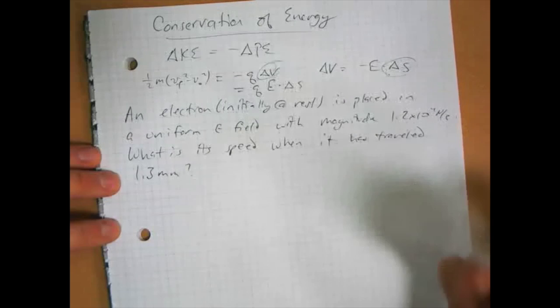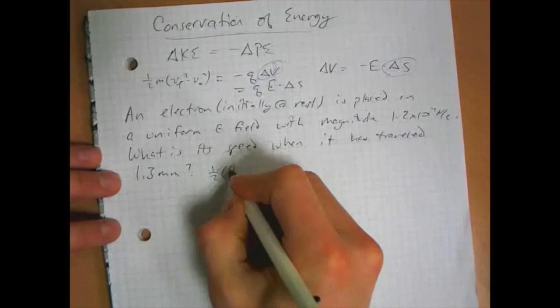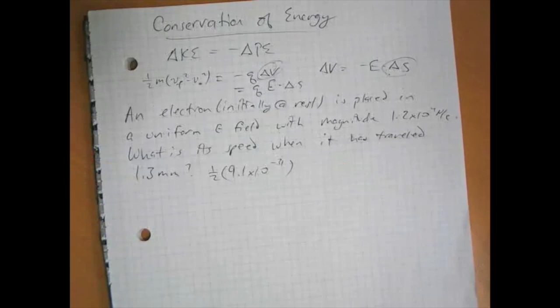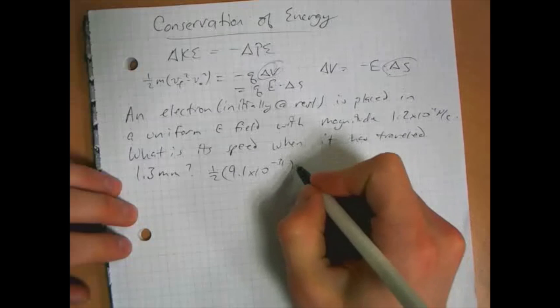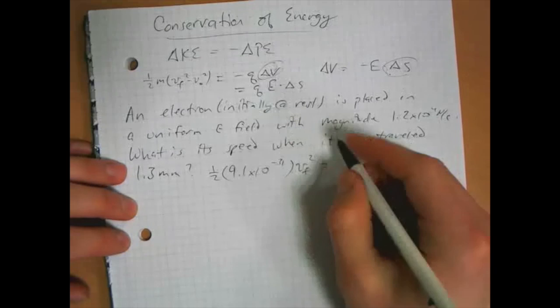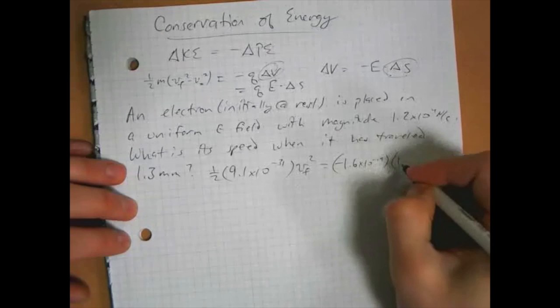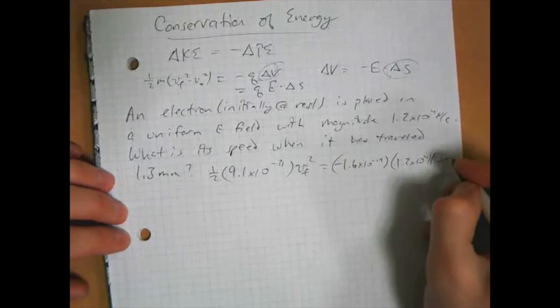All right, if we just start plugging values in, we have 1/2 times the mass of the electron, 9.1 times 10 to the minus 31st kilograms, which you can find on the inside back cover of your book. Then V final is what we want to know, and V naught is 0. That's equal to Q, which is negative 1.6 times 10 to the minus 19th, times the electric field, 1.2 times 10 to the 4th, times our delta S, 1.3 millimeters, which is 0.0013.